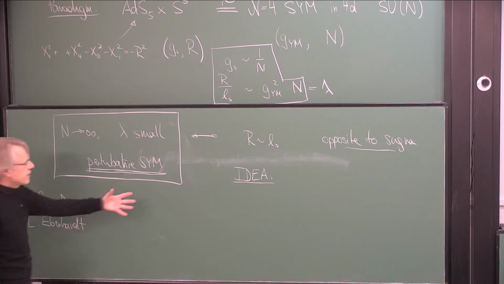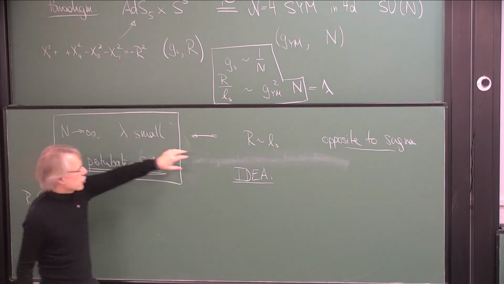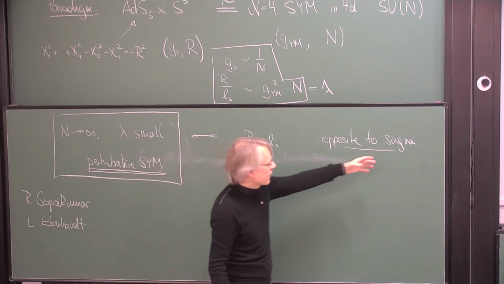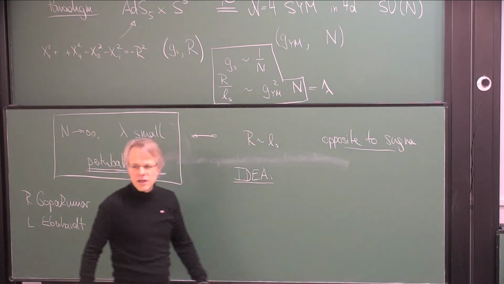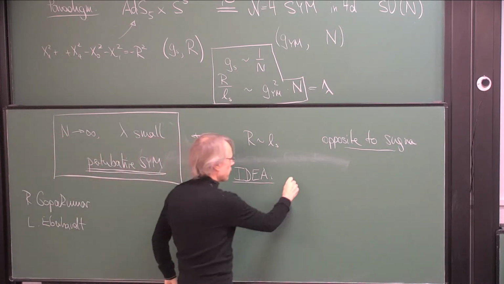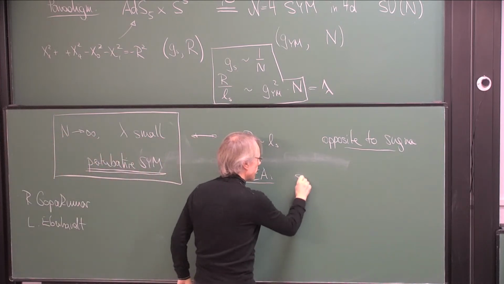Our idea is that in the perturbative regime there should be something special happening here, and what should be special is that you don't have a supergravity description, but maybe the worldsheet description of string theory becomes solvable. So the idea is that it has a solvable worldsheet description.